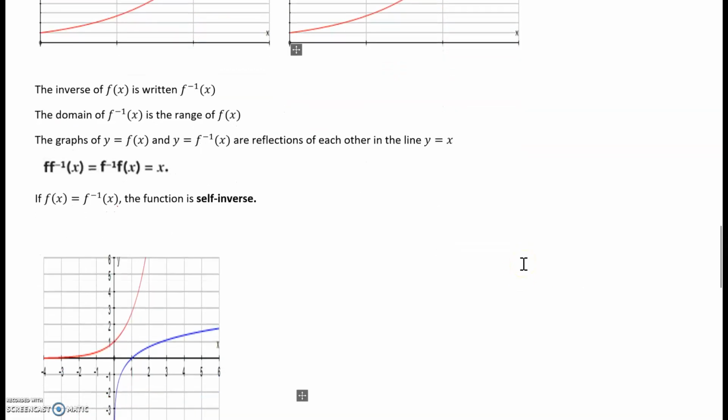We write the inverse as f to the power of negative 1 of x. Just be careful, it's not actually a power. If you do the power, that means it's a reciprocal. It's just notation, that negative 1. The domain of the inverse is the range of f of x. The graphs of f of x and its inverse are reflections across the diagonal line y equals x. And if f of x is equal to the inverse of f of x, that's what we call a self-inverse.